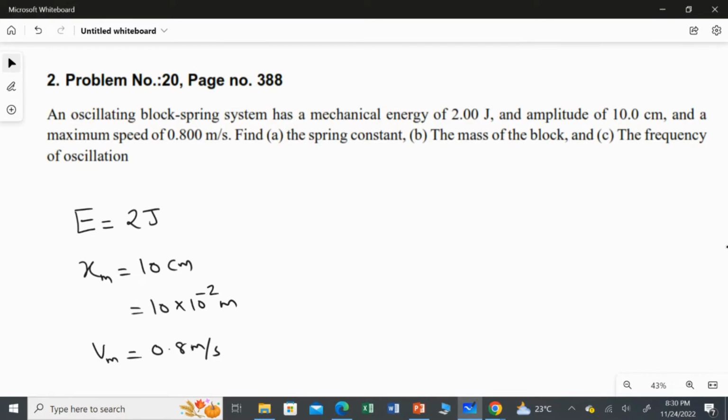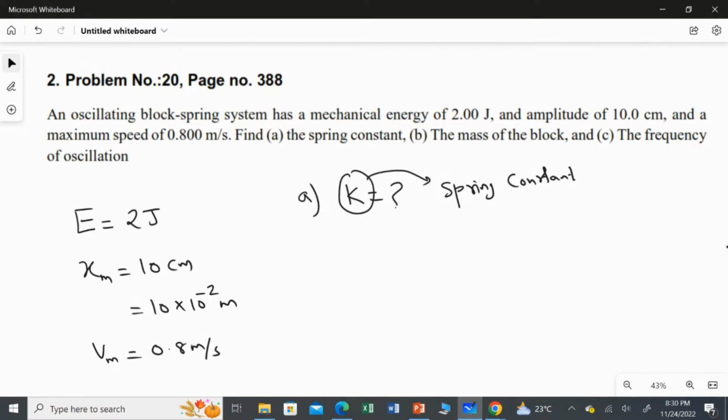What are they? In the first part, we are going to find the spring constant. So for answering the first question, we are going to find the spring constant K. What is this K? This K is called the spring constant, right? So we are going to find the value of the spring constant.